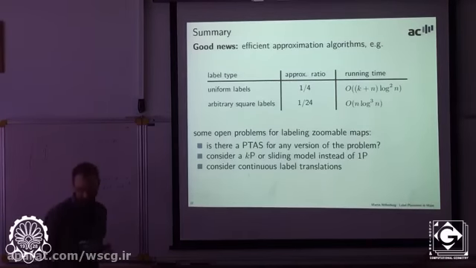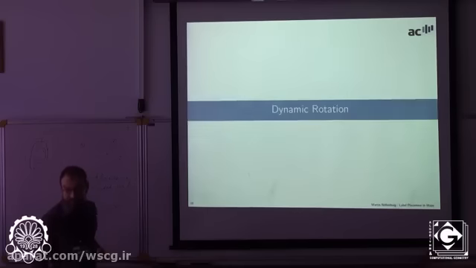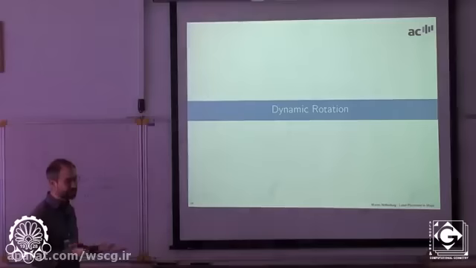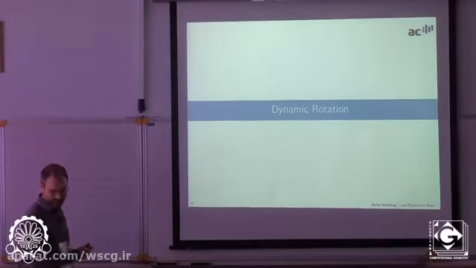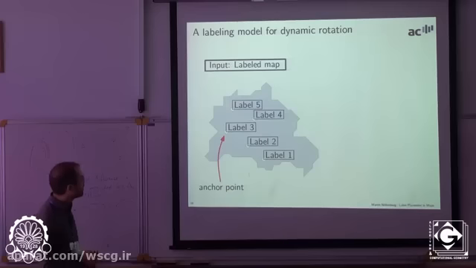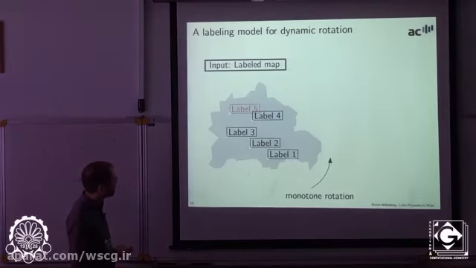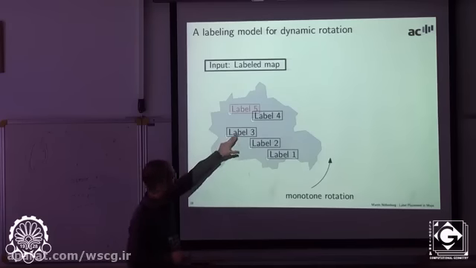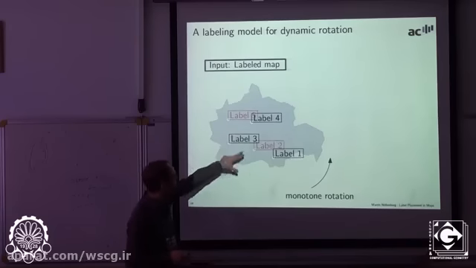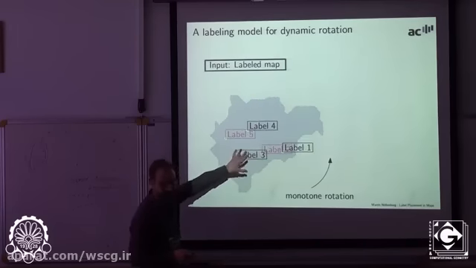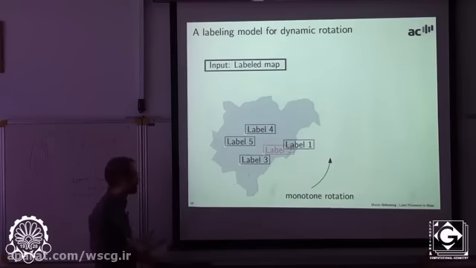Then for the last 15 minutes, let me look at the second type of dynamic operations that you can do with maps, namely rotation. So here, again, remember we have our labeled map. We want to rotate this, keep all the labels axis aligned, and you see at some point labels start intersecting, and then we need to decide which one to pick. Yeah, that's the model.